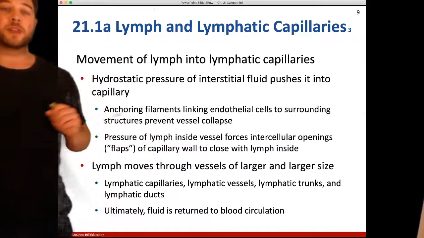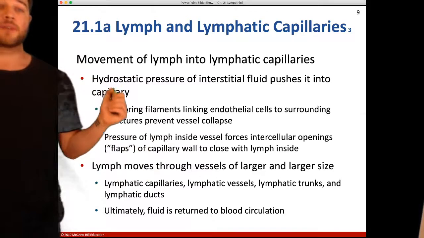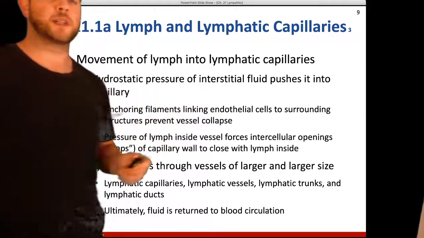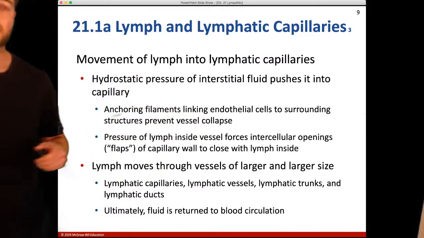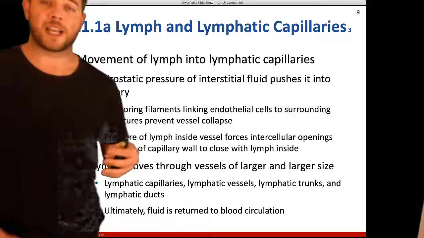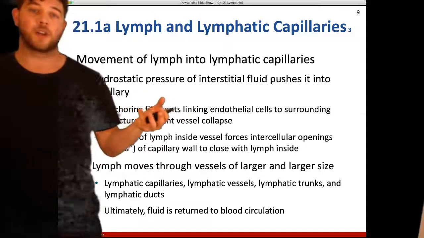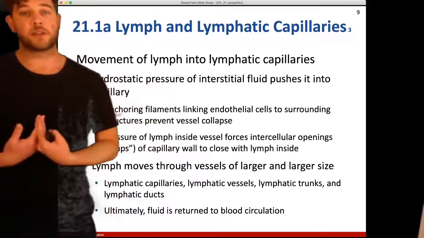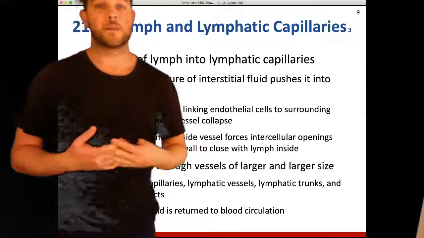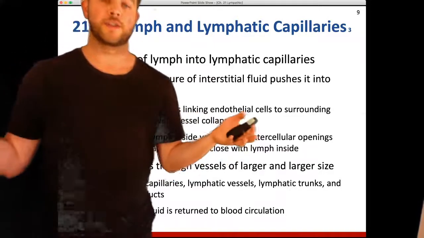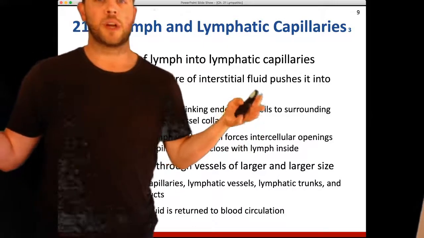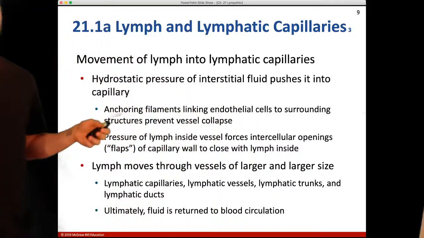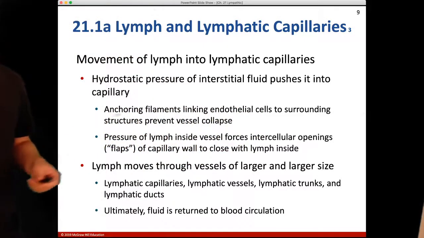All right, movement of lymph into lymphatic capillaries. It is driven by hydrostatic pressure of the interstitial fluid. It pushes it into the lymphatic capillary. Remember we said that as fluid is being filtered out of the arterial end, you're decreasing the hydrostatic pressure in the blood capillary, but you're increasing the hydrostatic pressure in the interstitial fluid. That interstitial fluid pressure will then push it back into the lymphatic capillaries.